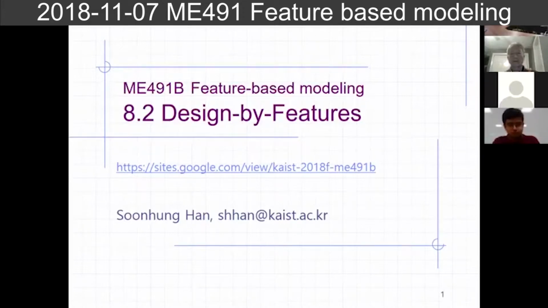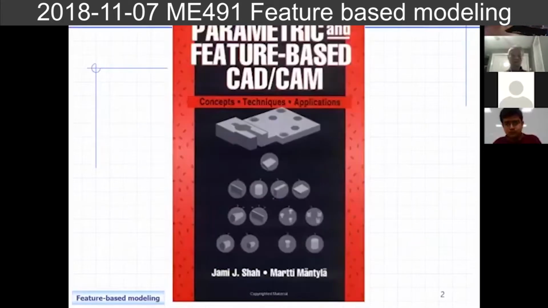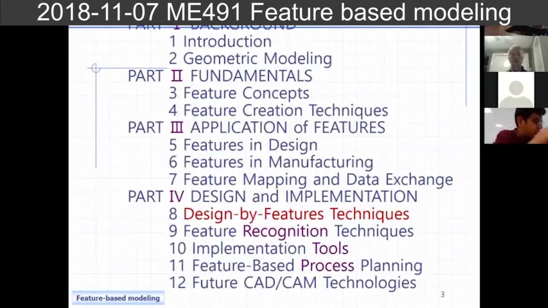Good. So second part, design by feature. You're covering the textbook, chapter 8.